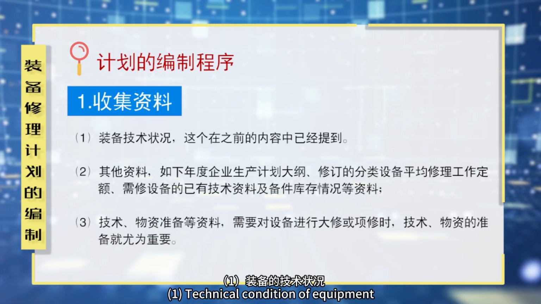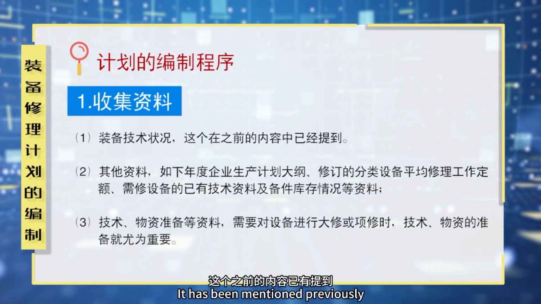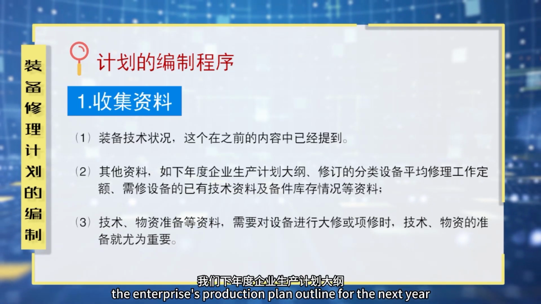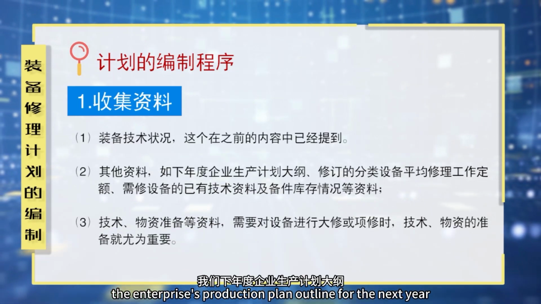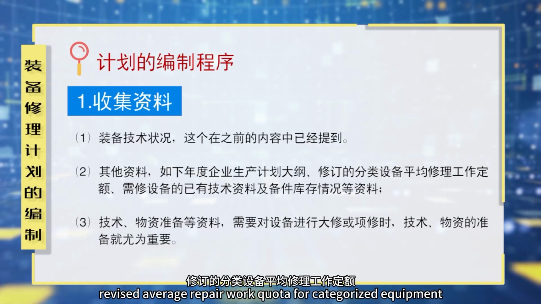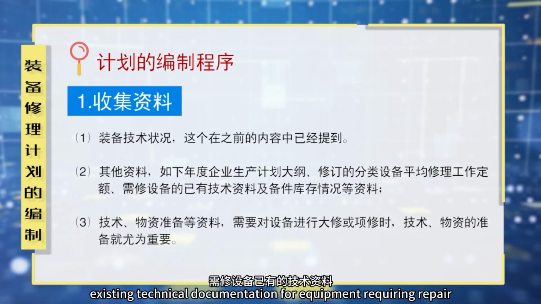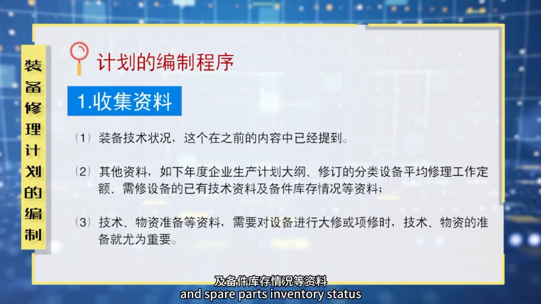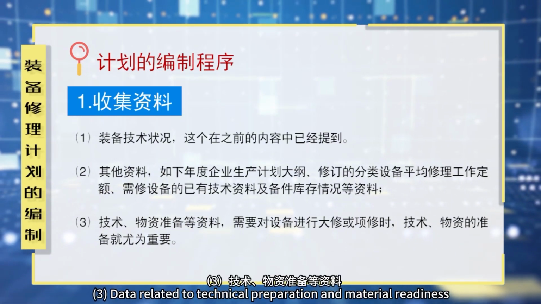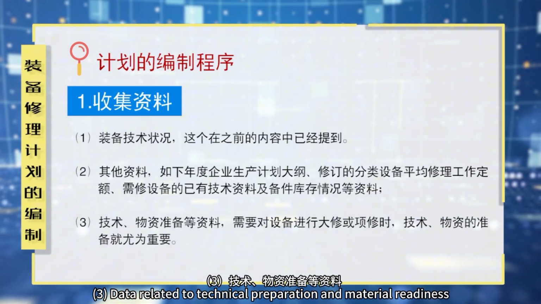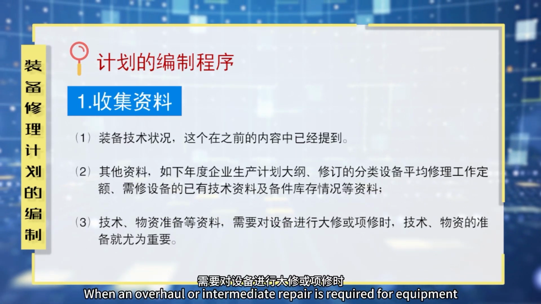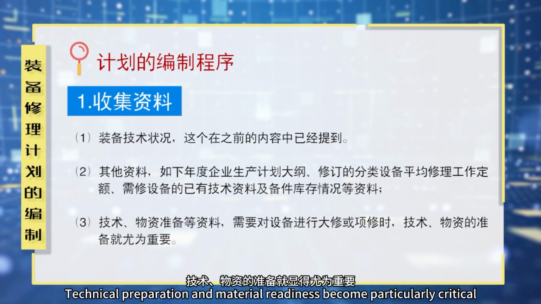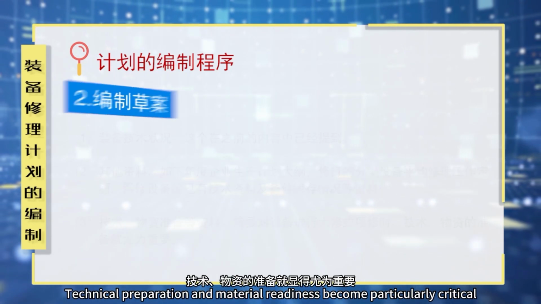First, technical condition of equipment. It has been mentioned previously. Second, other data. For example, the enterprise's production plan outline for the next year, revised average repair work quota for categorized equipment, existing technical documentation for equipment requiring repair, and spare parts inventory status. Third, data related to technical preparation and material readiness. When an overhaul or intermediate repair is required for equipment, technical preparation and material readiness become particularly critical.